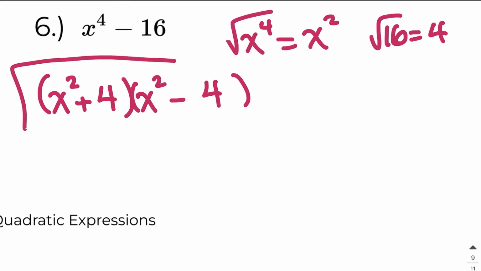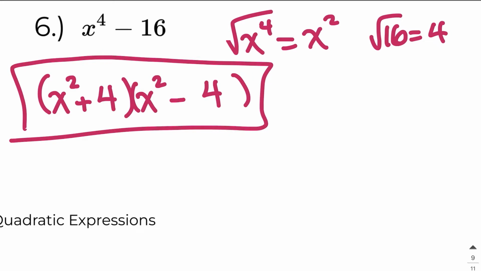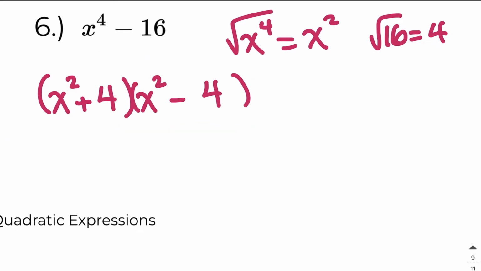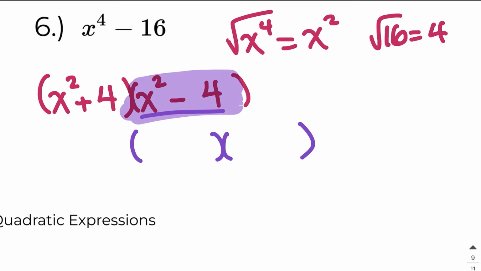And typically we'll box this and we'll say, oh, we are done. But in fact, we actually are not done, because this x squared minus 4 right here has two terms, has subtraction, and has two perfect squares right here. Perfect square, perfect square. So I can actually factor this expression even further.